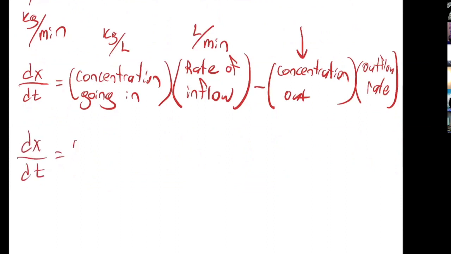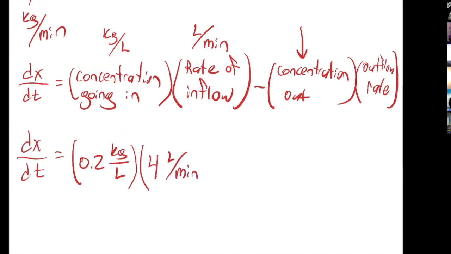So then we look through the problem and we're told that the concentration of the solution going into the tank is 0.2 kilograms per liter. That's constant, so that's not changing. That doesn't depend on t, that doesn't depend on x. And we're told that the solution flows in at 4 liters per minute, and that also is constant.